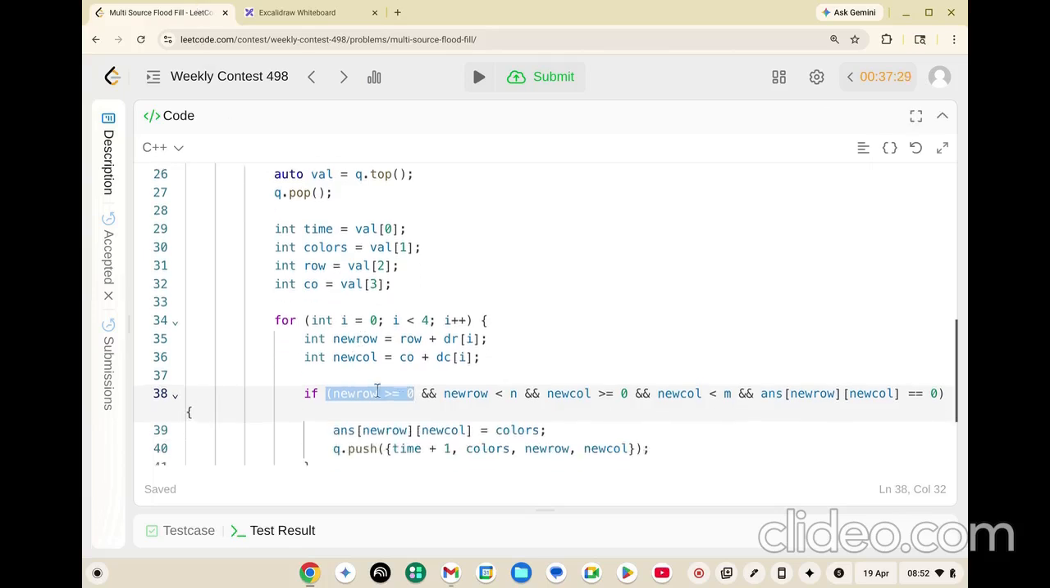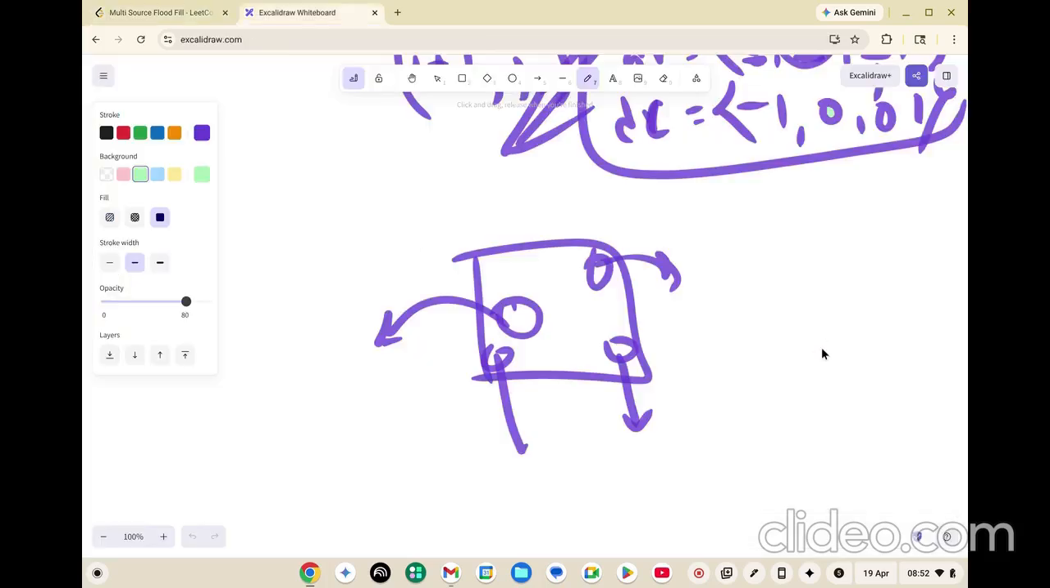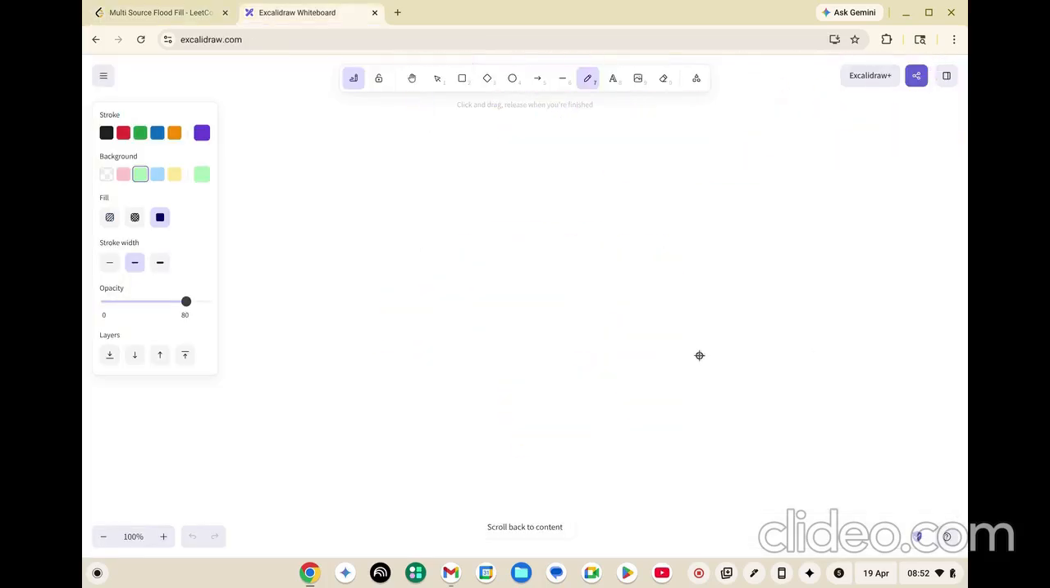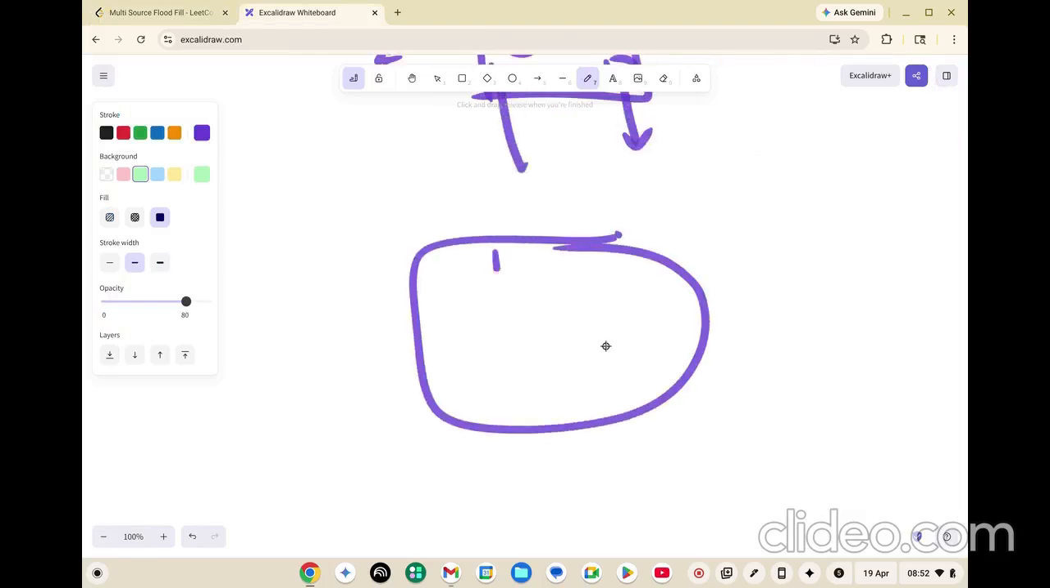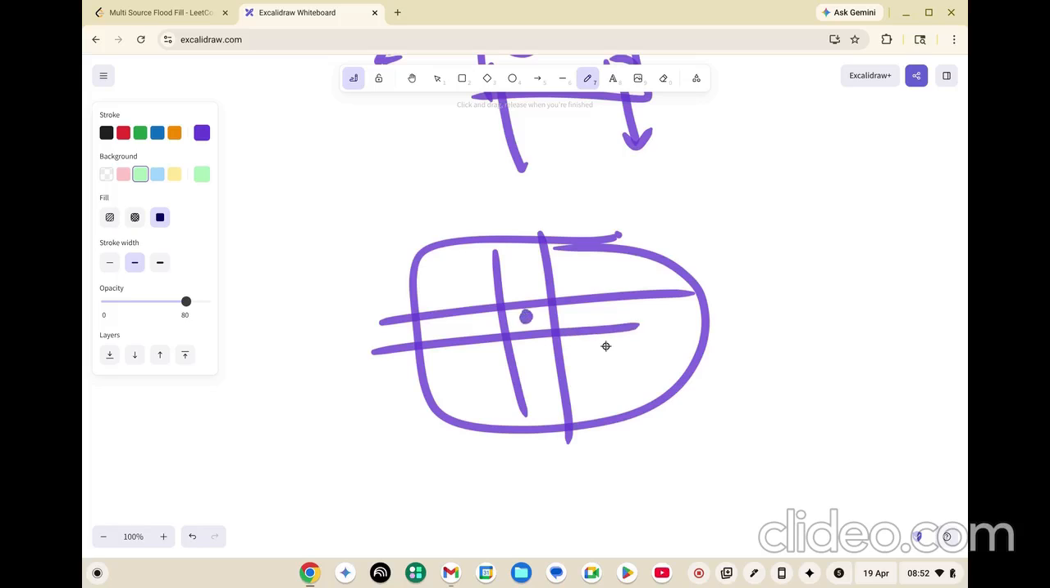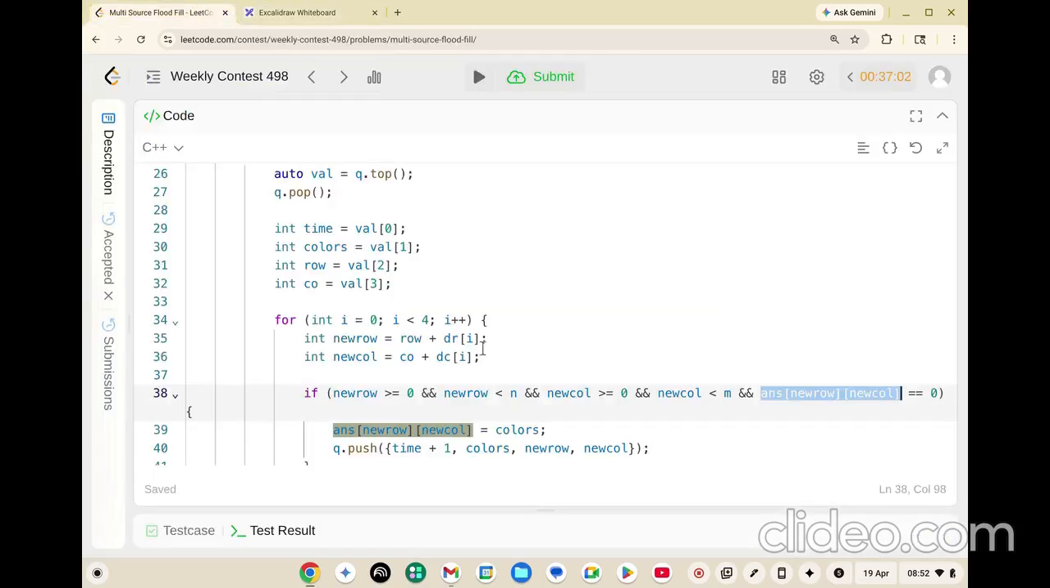So if new row is greater than or equal to 0 and new row is less than n, and if new column is greater than or equal to 0 and new column is less than n, and answer of new row and new column is 0. What does this mean? Let's say you are standing on this cell, and you have the opportunity to go on this cell, right? If this cell is already colored as 2, even if you had a value of 100, you can't color this one, right? So this means if answer of new row and new col is 0, then only you will proceed, right?